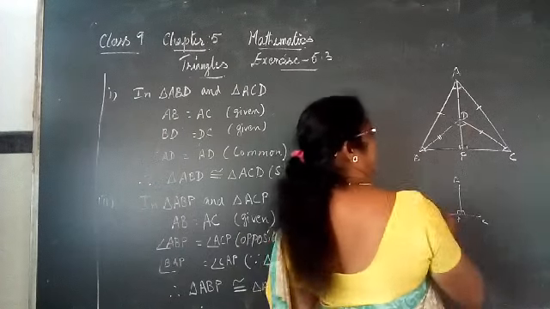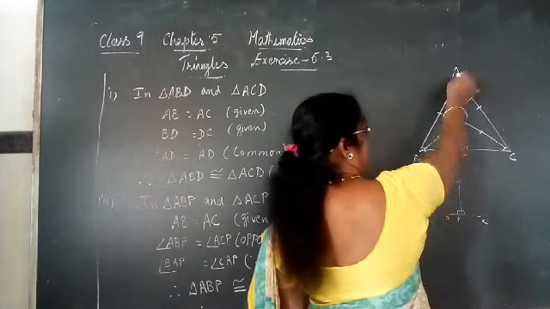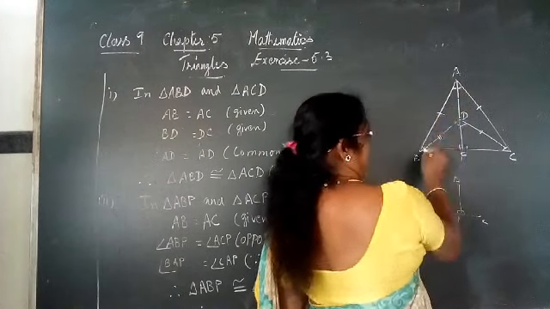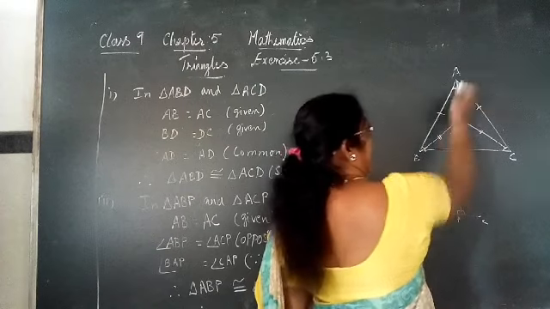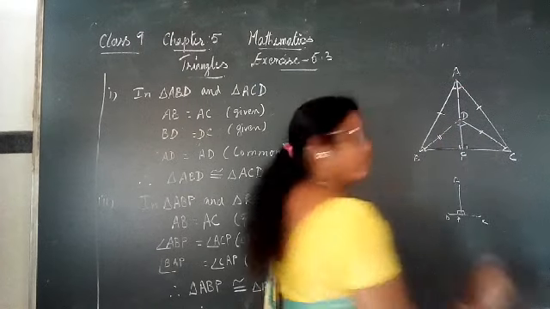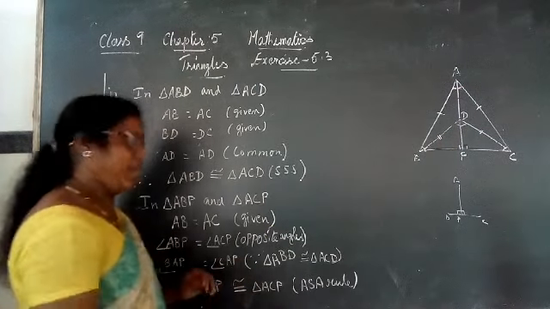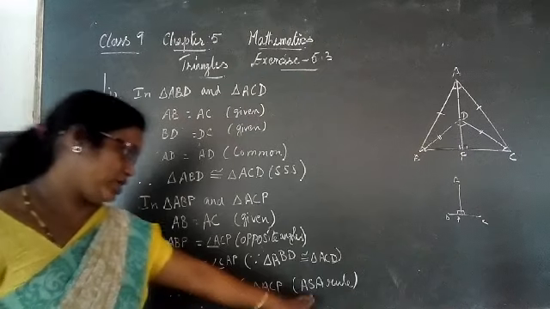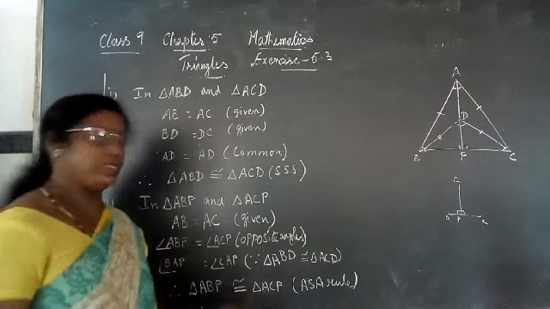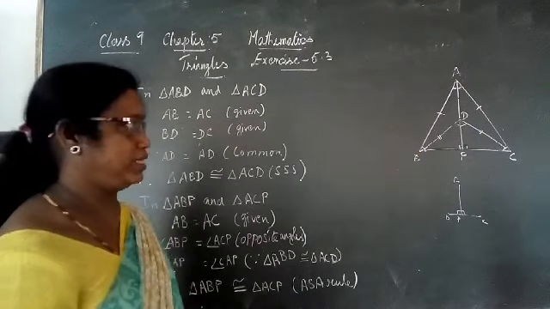Here, how ASA? In this triangle, ASA: angle, side, angle. Both the triangles are congruent. Hence, we can say according to the ASA rule, the triangles are congruent to each other.